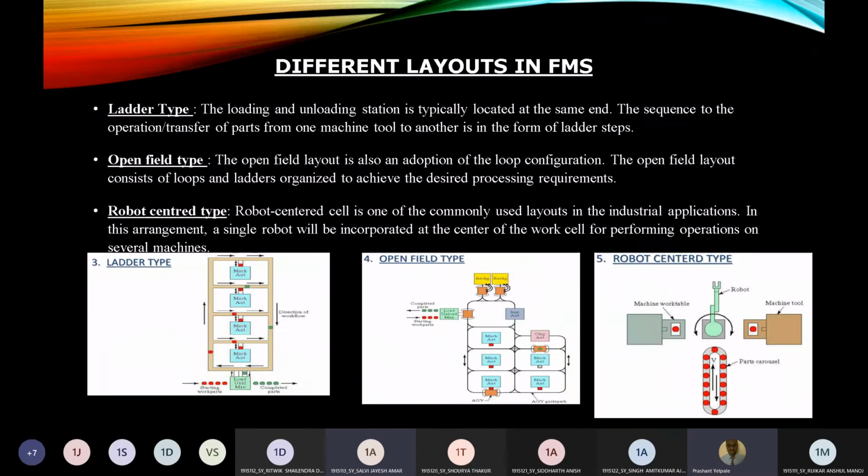Next slide, please. So the third type is ladder type. The loading and unloading is typically located at the same end. The sequence or transfer of parts from one machine to another is in the form of ladder steps. Then the fourth type is open field. It is an adaptation of the loop configuration, and it is a combination of loops and ladders organized to achieve the desired processing requirements. And the last one is the robot centered type. The robot centered cell is one of the most commonly used layouts in industries. In this arrangement, a single robot is at the center of the work cell performing various operations. Next slide, please.